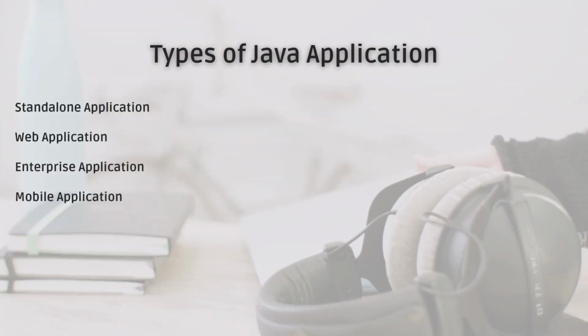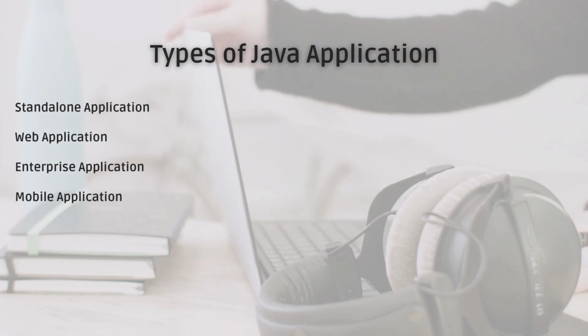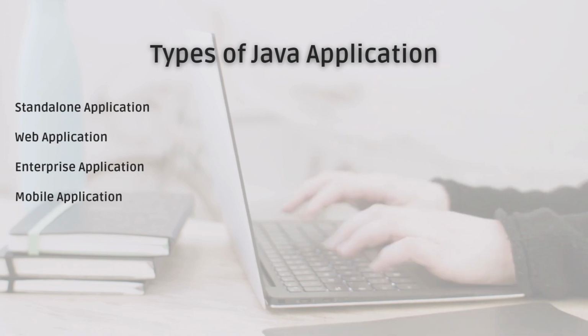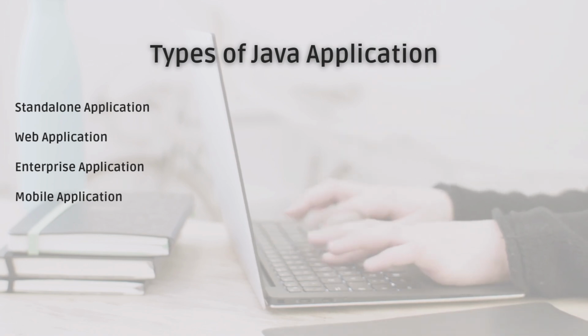Now let's see the types of Java applications. Basically, we have four types of Java applications: standalone applications, web applications, enterprise applications, and mobile applications. So let's see each of these in detail.